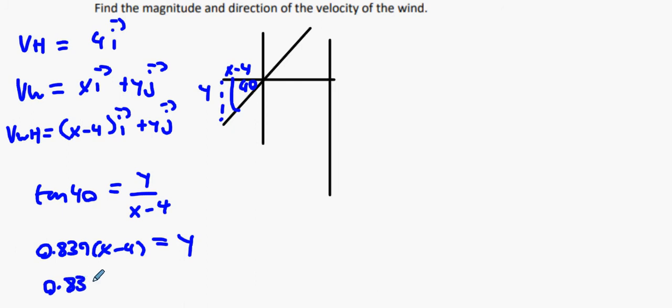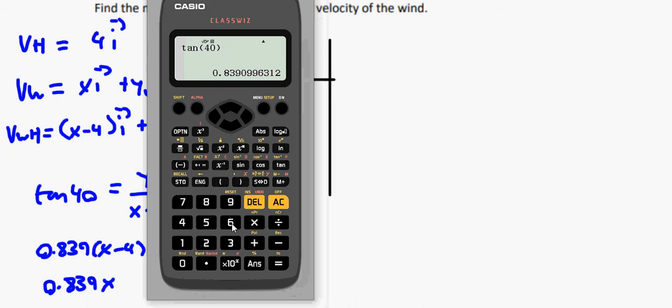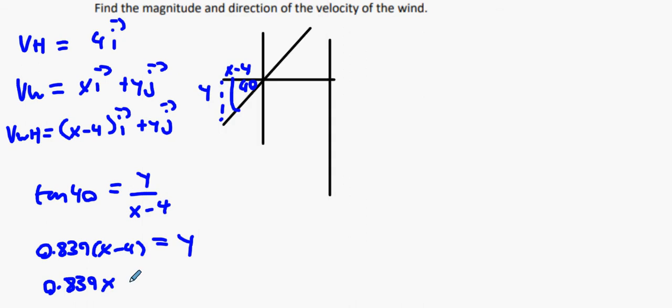0.839x, multiply this by 4, 3.356, minus 3.356 equals y.